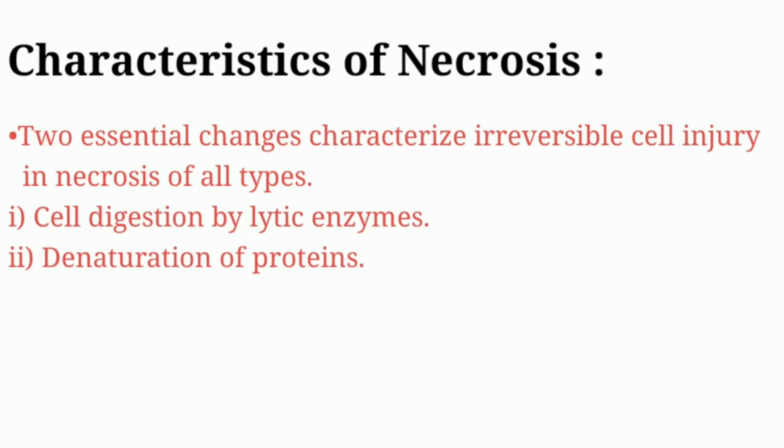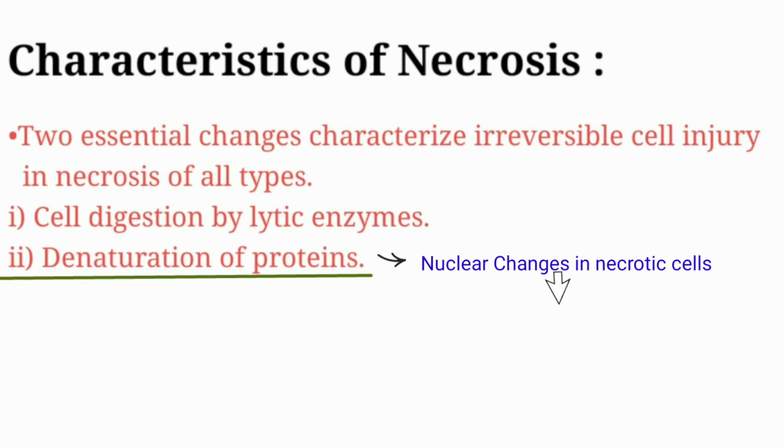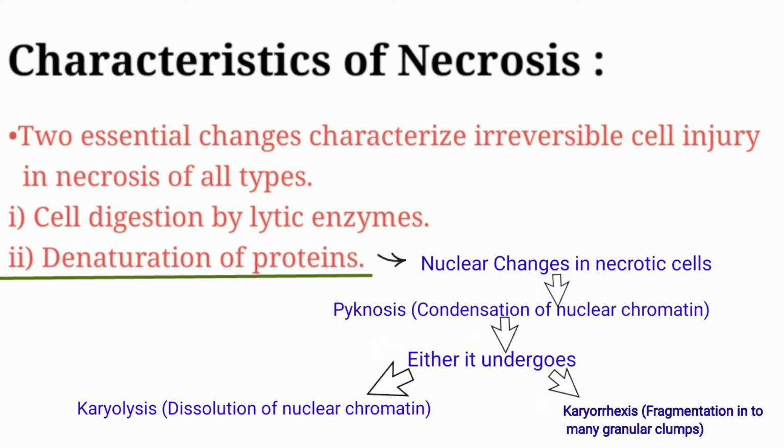The second essential change is denaturation of proteins. In this process, nuclear changes take place in the necrotic cells. These nuclear changes may include pycnosis, meaning condensation of nuclear chromatin. This pycnosis may either undergo dissolution, which is known as karyolysis, or undergo fragmentation into many granular clumps, which is known as karyorrhexis. So these nuclear changes may be pycnosis, karyolysis or karyorrhexis.